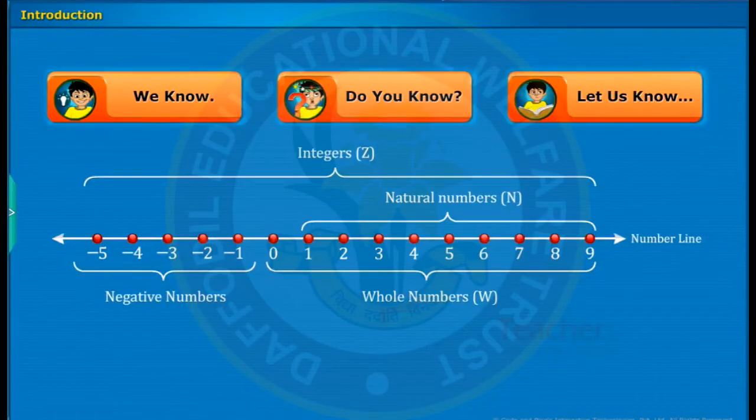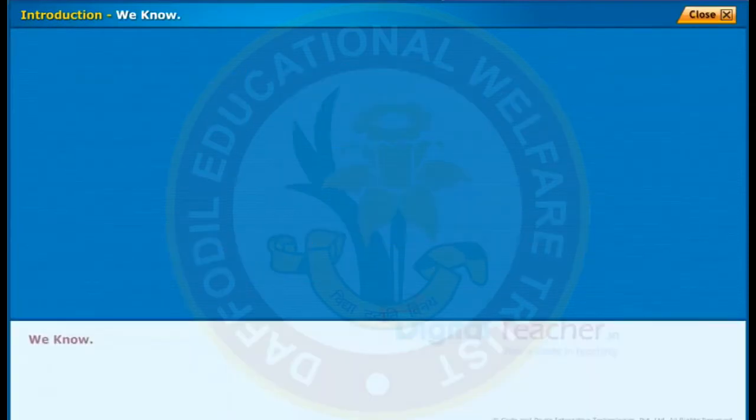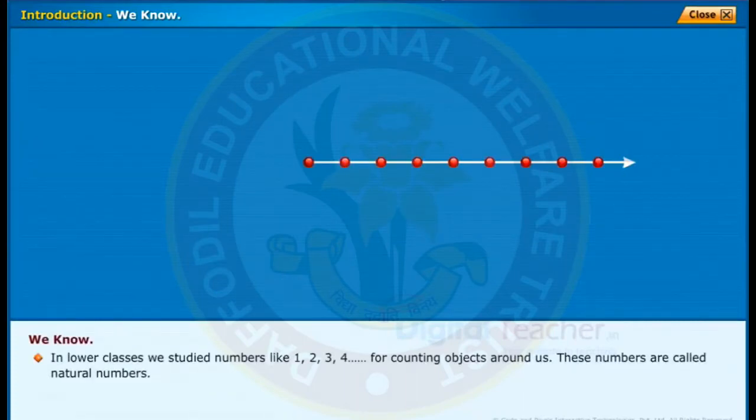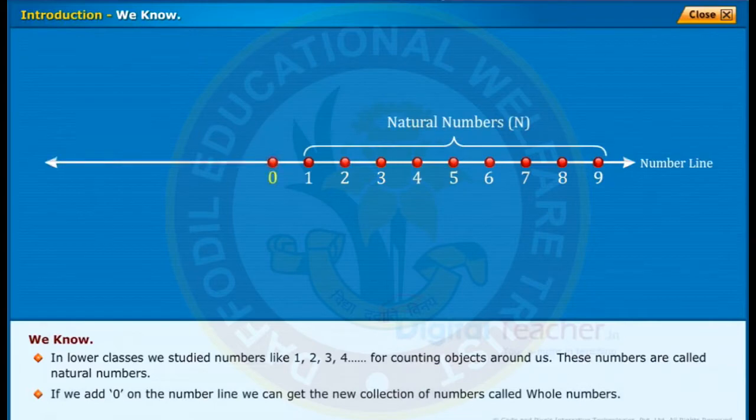Introduction. Before entering into the chapter, follow the instructions shown on the screen. Click each tab to know more. We know in lower classes we studied numbers like 1, 2, 3, 4 and so on for counting objects around us. These numbers are called natural numbers. If we add 0 on the number line, we can get the new collection of numbers called whole numbers.